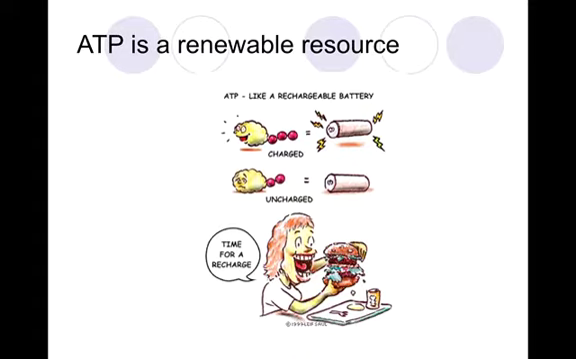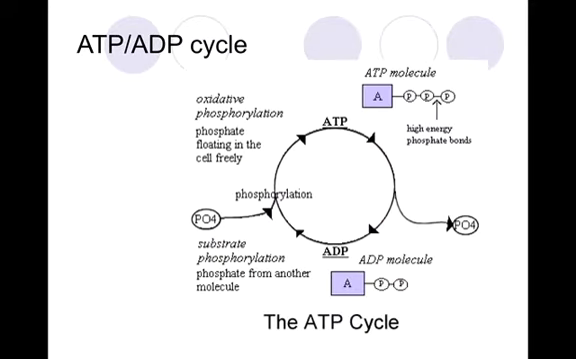So in our picture here, we have our little guy. He's charged up. He has his three phosphates. One phosphate goes away, and he becomes uncharged. So now we have to recharge. So how do we do that? We take in food so that it can be broken down and made into ATP.